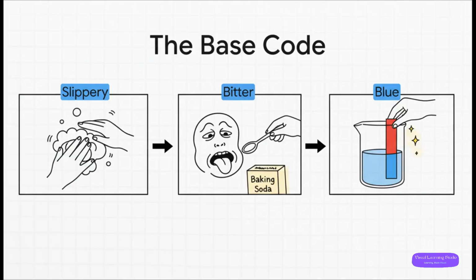Now, what about bases? Well, their code is just as straightforward. Slippery, bitter, blue. Bases feel slippery to the touch. Soap is the perfect example here. They tend to have a bitter taste, kind of like baking soda. And they do the exact opposite of acids with litmus paper. They turn red litmus blue. Just think blue for base.